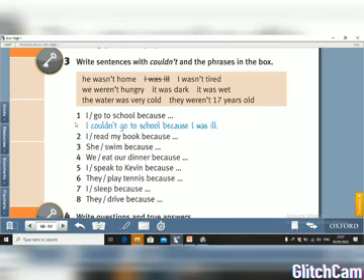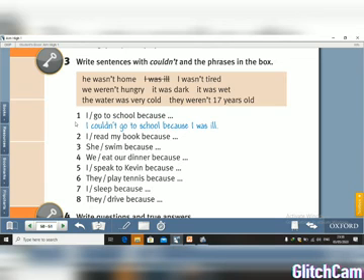Write sentences with couldn't and the phrases in the book. Number two, I read my book because. I couldn't read my book because it was dark. Excellent. She couldn't swim because the water was very cold. Number four, we ate our dinner because. We couldn't eat our dinner because we weren't hungry. Number five, I couldn't speak to Kevin because he wasn't home. Number six, they couldn't play tennis because they weren't 17 years old.